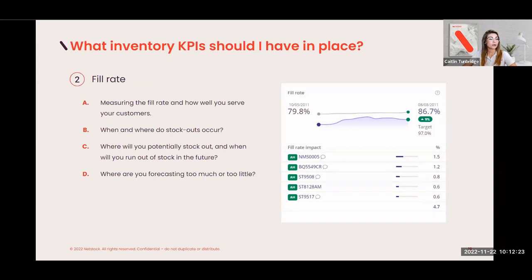Where we're forecasting too much or too little, because if we're forecasting too much, we're going to result in excess stock by purchasing to that high forecast. But if we're not forecasting enough, then potential stockouts will occur.